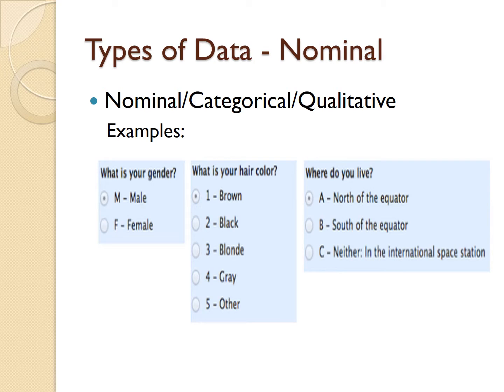It is data that's described as two or more categories, but these categories are not in any inherent ordering. Examples could be gender, male or female, or hair color, brown, black, blonde, gray, or other. It could be any categorized variable that doesn't require any ordering.